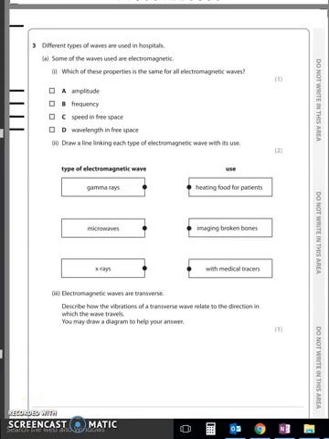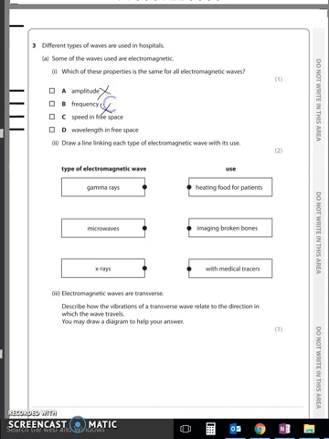June 2016, paper 1. This is question number 3. Different types of waves are used in hospitals. Which of these properties is the same for all electromagnetic waves? Well, is it the amplitude? No, because the amplitude is just about how much energy it has.